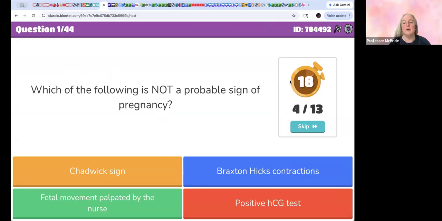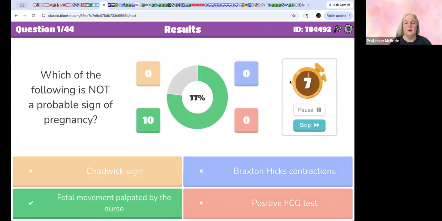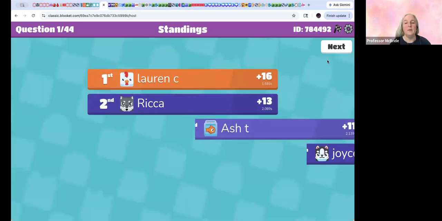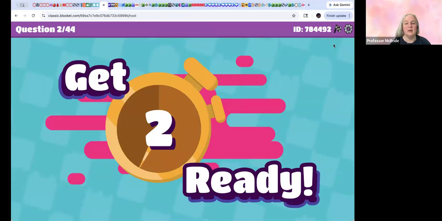Which is not a probable sign of pregnancy? Okay, good. So guys, a probable sign, anything that is objective that you can assess, is going to be probable unless it's coming from the baby. If it's coming from the baby, it's positive.